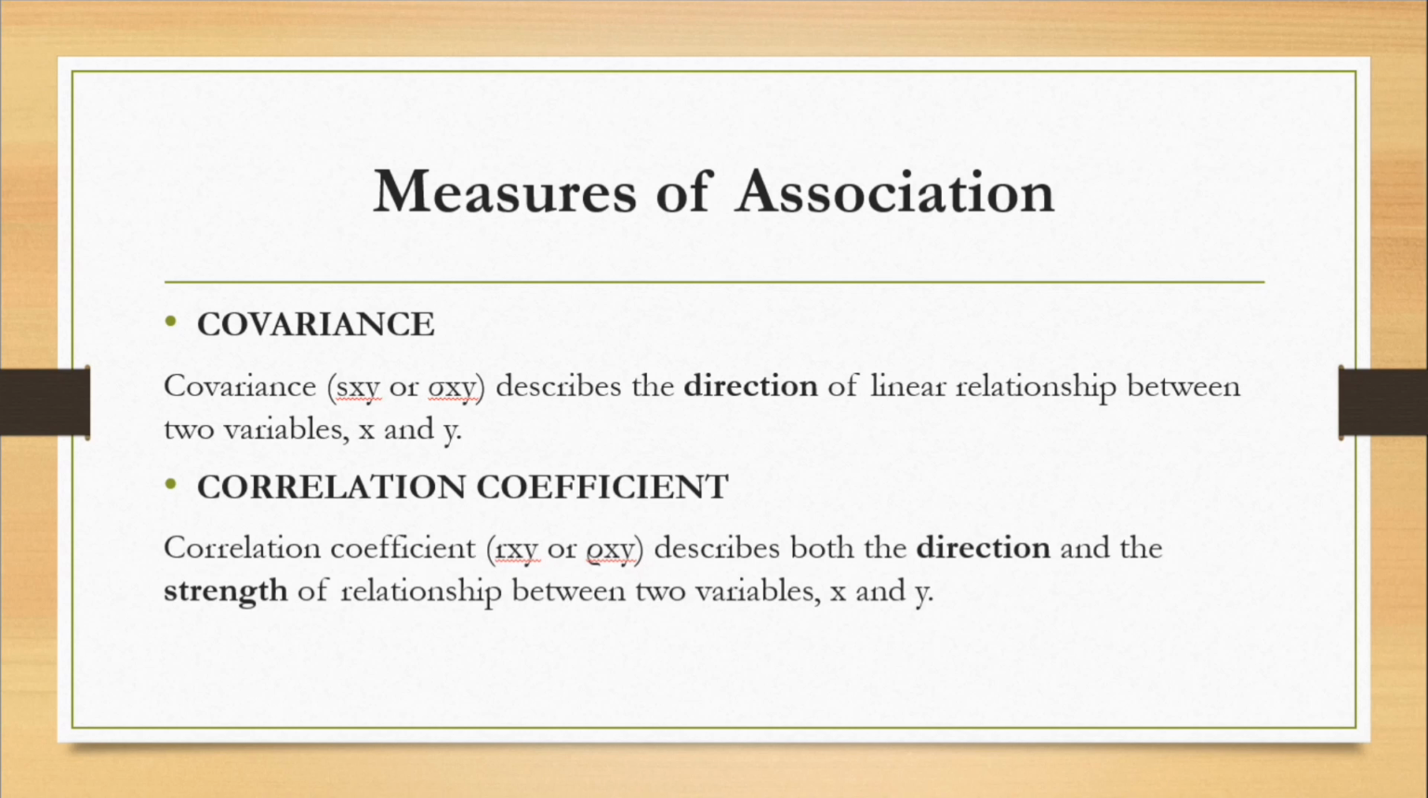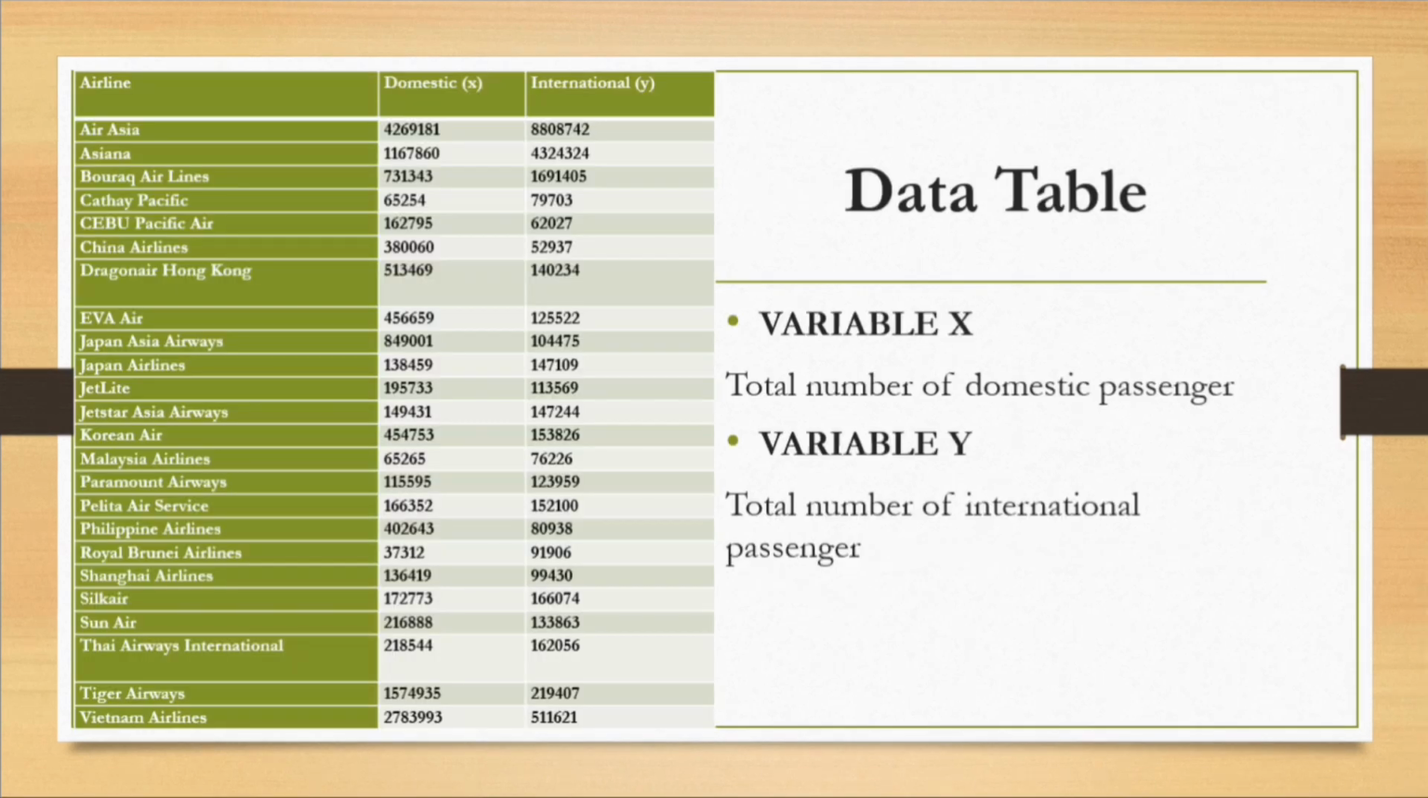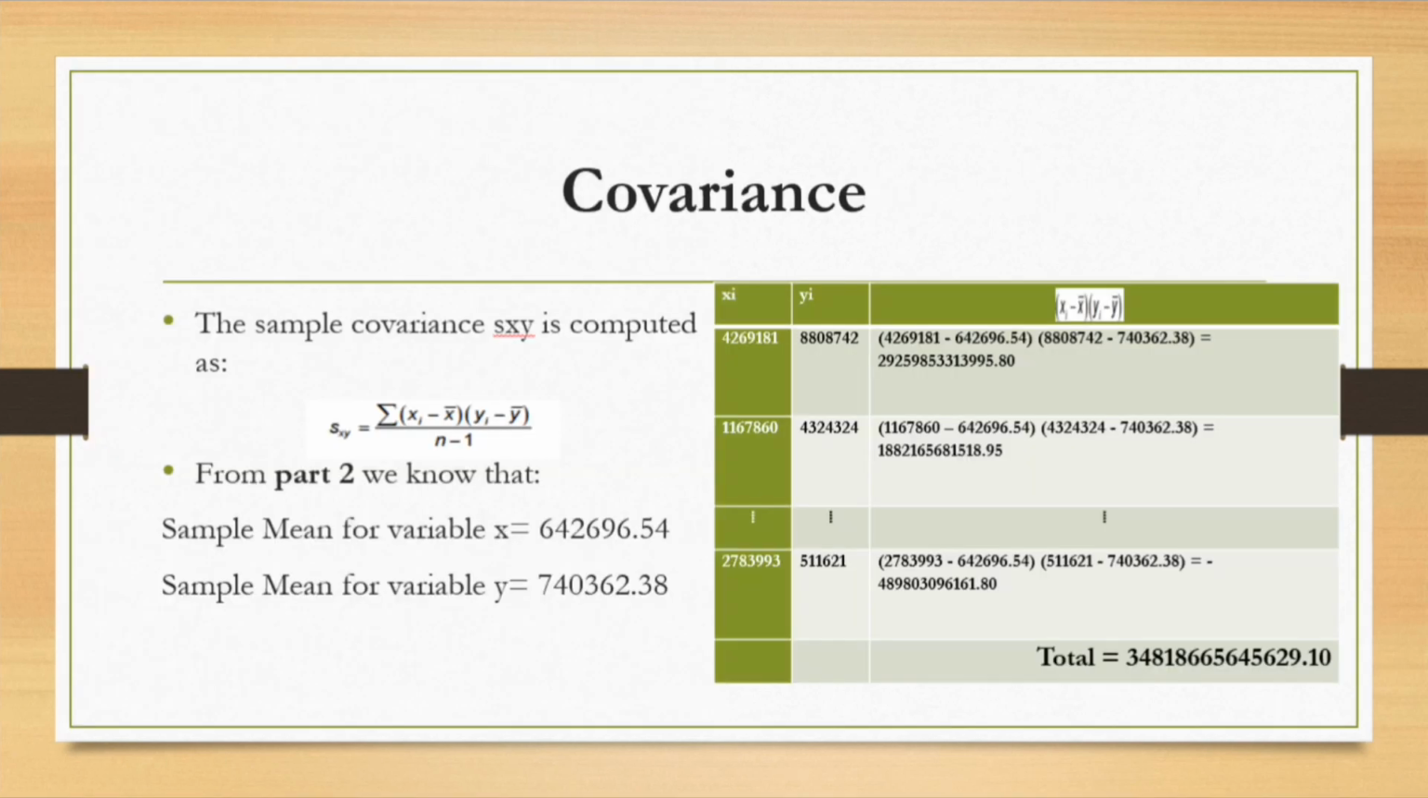I'll be presenting part 5, which is to calculate and interpret the measures of association. Based on the data table given, we can identify that variable X is the total number of domestic passengers and variable Y is the total number of international passengers. First of all, we are going to calculate the covariance.